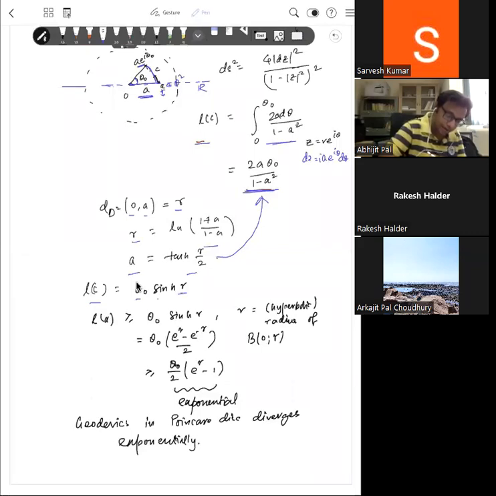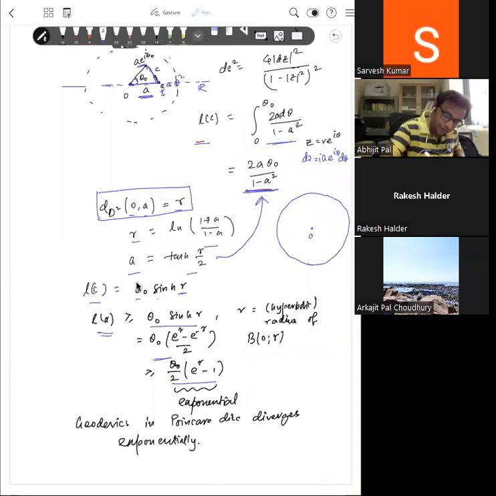Now R is the distance from the origin to A. So what we have here is that the length of alpha is greater than or equal to the length of C, which is equal to theta naught times sinh R. I'm writing the definition of sinh R here. So this is greater than or equal to this thing. Let me draw it again. So I have this Poincare disk.